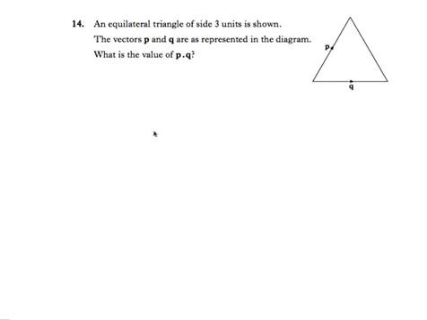Question 14, 2011, higher paper 1. Equilateral triangle, this side representing vector P, this side representing vector Q. We're asked for the value of P dot Q. Each side of this equilateral triangle has length 3 units.